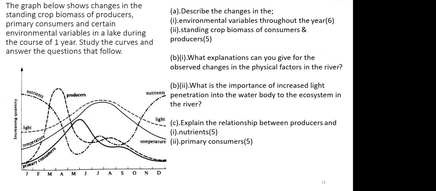So the graph shows the changes in the standing crop biomass of producers, primary consumers, and certain environmental variables in a lake during the course of 1 year. So we are expected to study the curves and answer the questions that are attached. Okay?